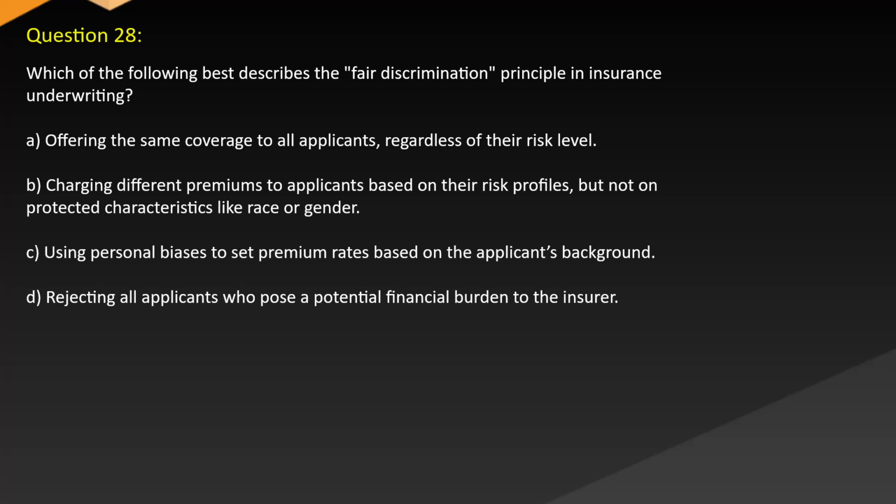Question 28. Which of the following best describes the fair discrimination principle in insurance underwriting? A. Offering the same coverage to all applicants, regardless of their risk level. B. Charging different premiums to applicants based on their risk profiles, but not on protected characteristics like race or gender. C. Using personal biases to set premium rates based on the applicant's background. D. Rejecting all applicants who pose a potential financial burden to the insurer.